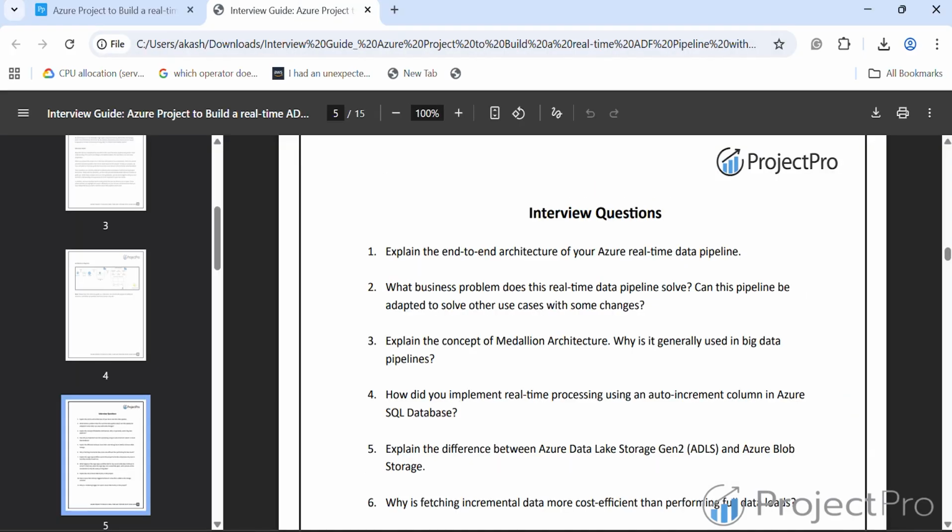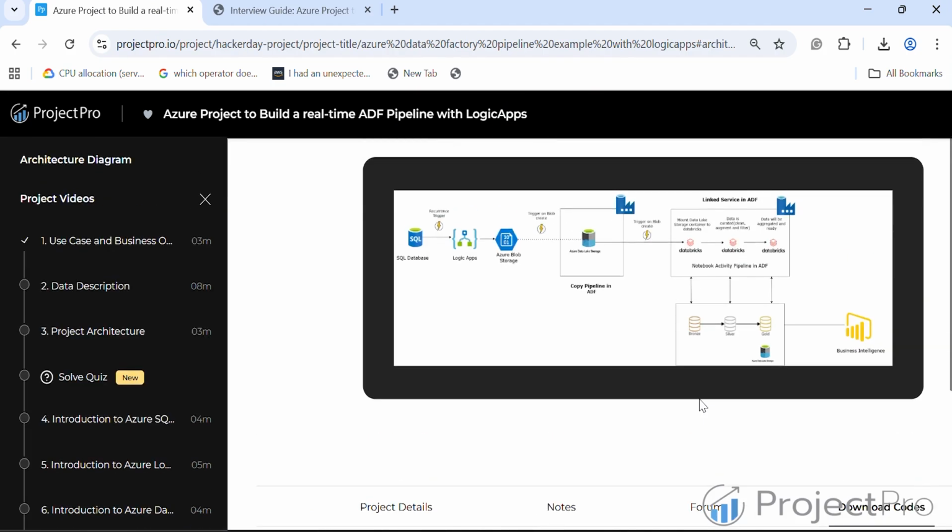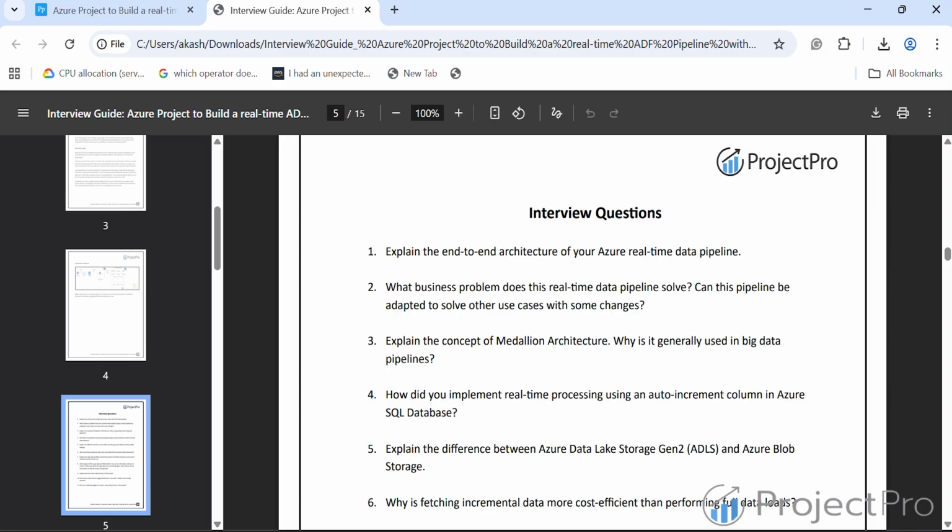For that, we have created an interview guide that we are going to include in the download code section of this project. You can go to the project platform, go into the download code section, and download this interview guide. We will also provide you with the interview questions, interview answers, and resume bullet points. That's where it really shines.